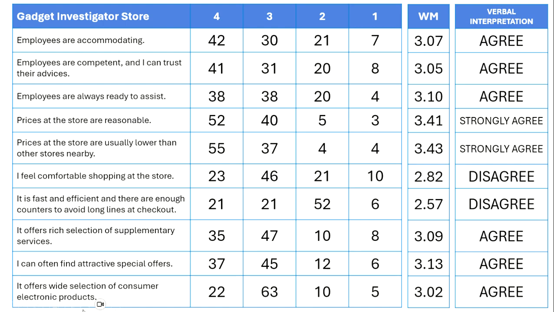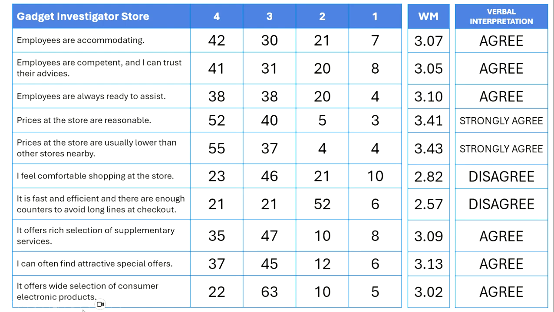Remember, if you're going to present your data in textual presentation, you need to present this from highest to lowest. Again, take note, you need to present this from highest to lowest. And also, you will group this based on its verbal interpretation. So you will identify the strongly agree, then agree, then disagree, again from highest to lowest.